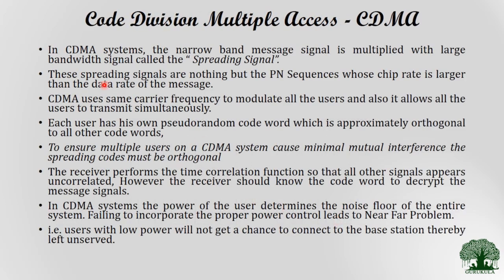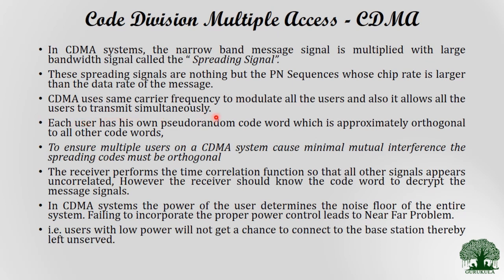To sum up, in code division multiple access systems, the narrowband messages generated by the users are multiplied with a large band signal, which we call the spreading signal. So the signals are getting spread, and the narrowband signals are converted to wideband signals. The key principle is signal spreading, and these spreading signals are nothing but PN sequences whose chip rate is larger than the data rate of the messages. Code division multiple access uses the same carrier frequency to modulate all the users, and it allows all the users to transmit simultaneously.